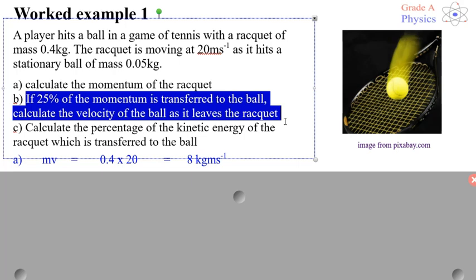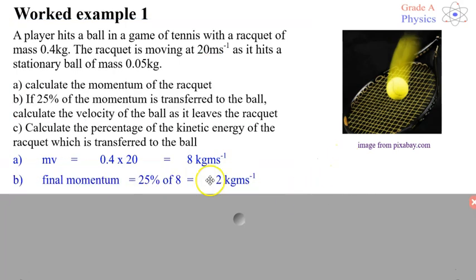I don't know if any of you play tennis, but if you try to stop the racket when it hits the ball, that would be almost impossible to do and would result in a really bad shot. So the racket continues to move after contact. So we only transfer some of the momentum. So we've here estimated 25%. So we can just calculate 25% of 8, which is 2, so that's fine.